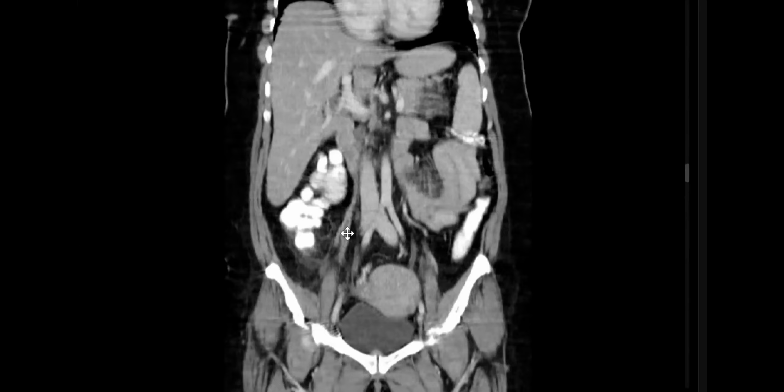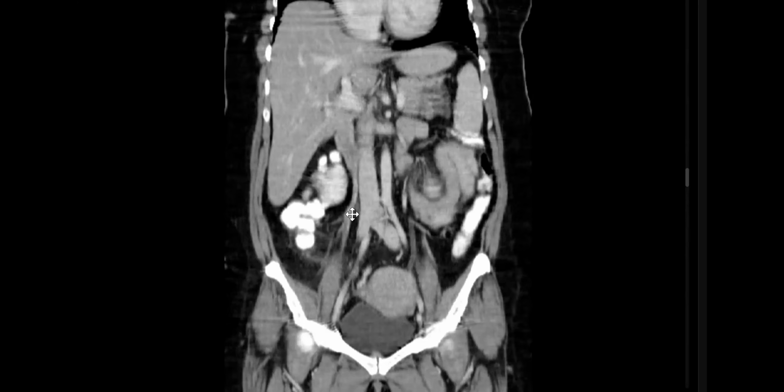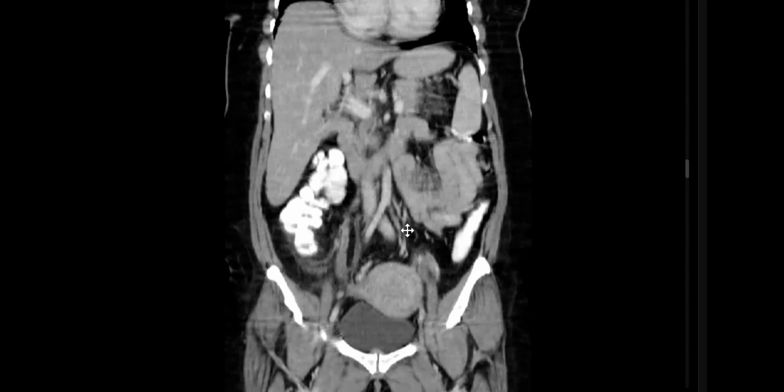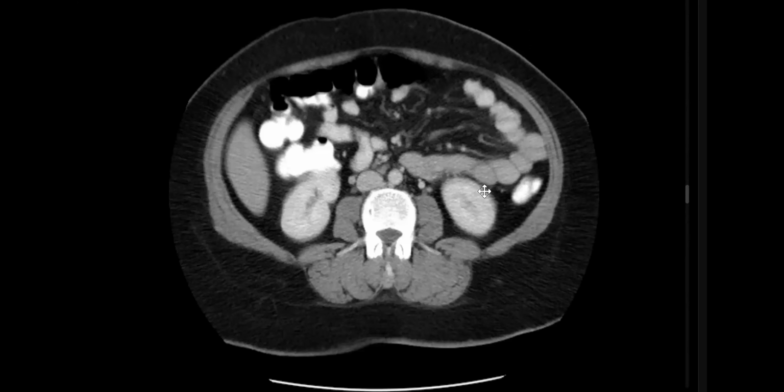You see, my friends, this is the right ovarian vein. The right ovarian vein drains into the IVC directly, but the left ovarian vein drains into the left renal vein. Very good. Again, it's a surgical case.